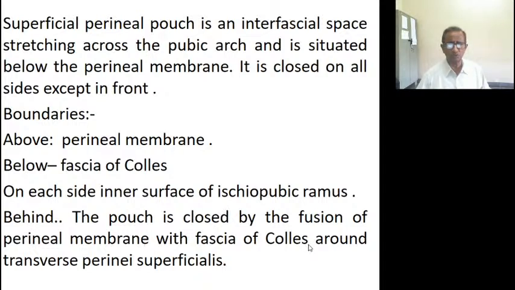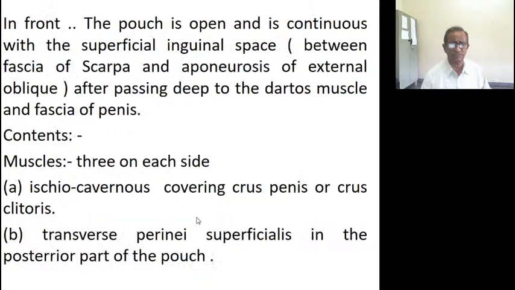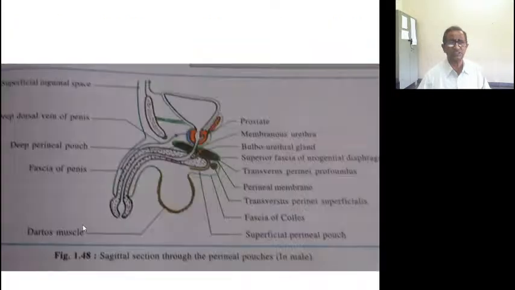Behind, the pouch is closed by fusion of the perineal membrane with the fascia colles and around the transverse perineus superficialis. In front, the pouch is open and is continuous with the superficial inguinal space between the fascia of Scarpa and the aponeurosis of the external oblique, after passing deep to the dartos muscle and fascia of penis. Contents: three muscles on each side, ischiocavernosus covering the crus of penis or crus of clitoris, and transverse perineus superficialis in the posterior part of the pouch.